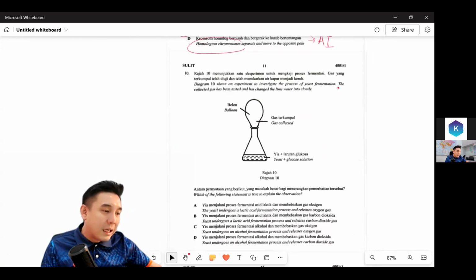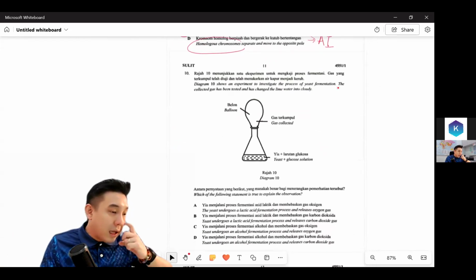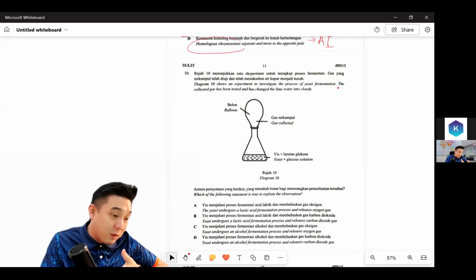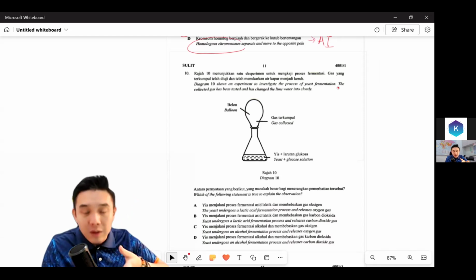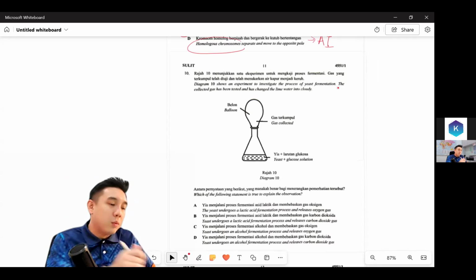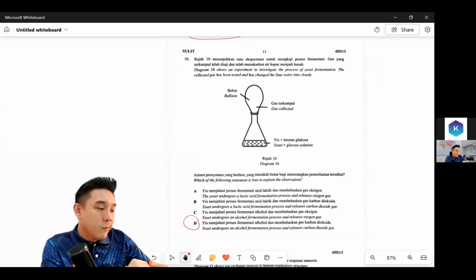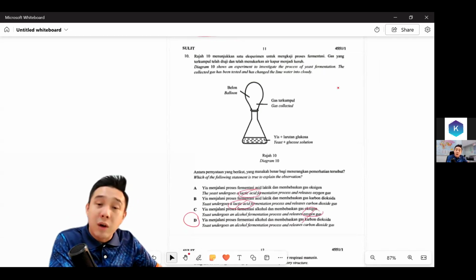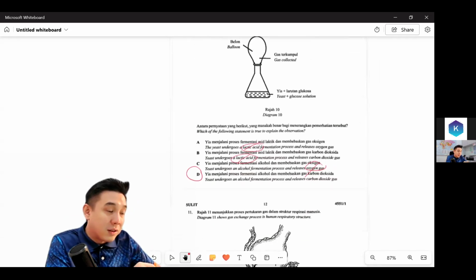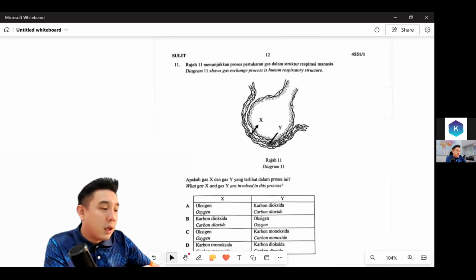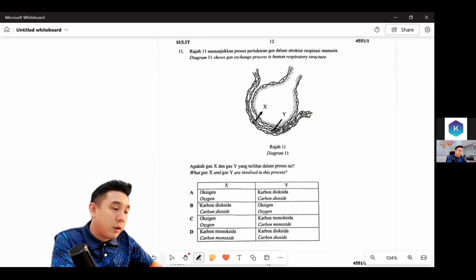Okay, for question 10. Balloon gas and then yeast and glucose, they expect carbon dioxide to be released because that is one of the products of yeast fermentation. And with that, guys, we get answer D. The rest is out already. It's not lactic acid. So straight away I can filter out these two, and it doesn't release oxygen. It is anaerobic fermentation. Very simple.